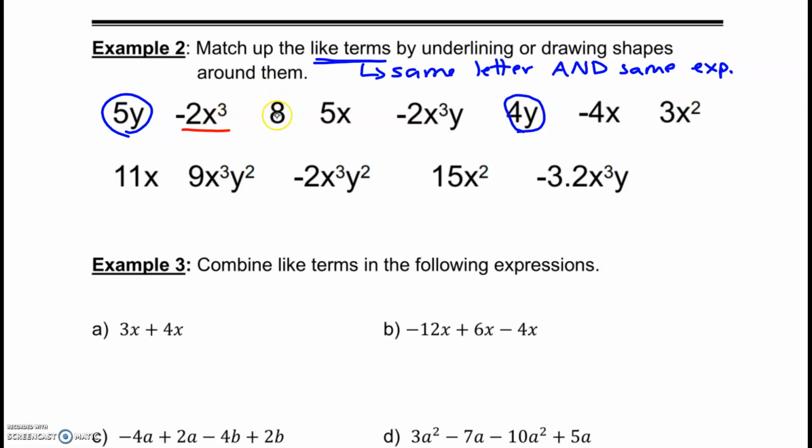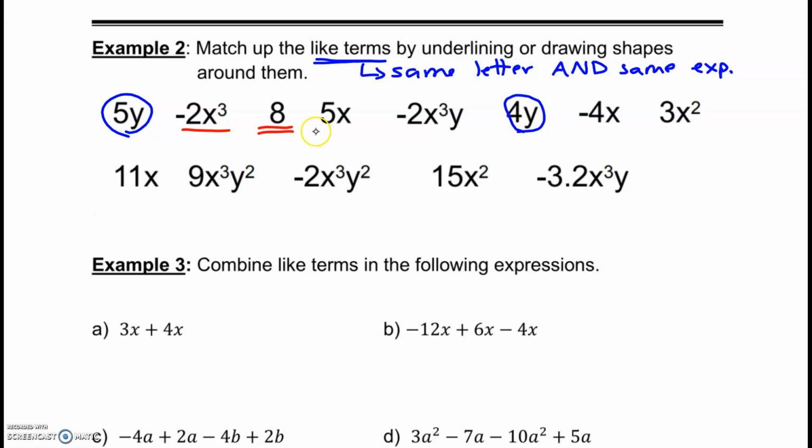We have an 8. I'm going to use red again, but I'm just going to underline it twice. So 8 is a number by itself, so I'm looking for another number by itself. Okay, so let's go through. I don't seem to see any numbers by themselves. Okay, so I guess that's the only one.